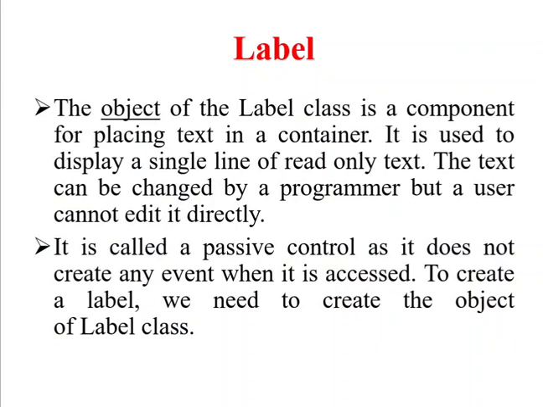Then the next topic is label fields. The Java AWT Label class has the following fields. First one is static int LEFT, which specifies that the label should be left justified. Next one is static int RIGHT, which specifies that the label should be right justified.